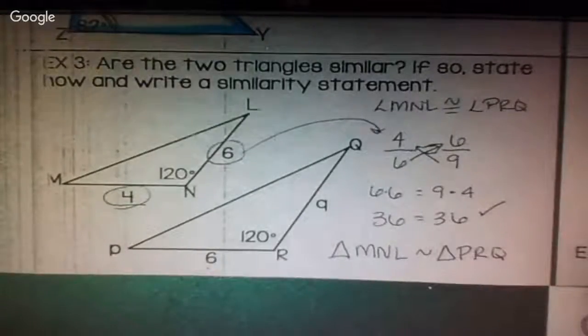4/6 is 2/3 and 6/9 is 2/3. Yes. Elijah just said, could I just have simplified both fractions and made sure they were equal? Absolutely. 4/6 reduces down to 2/3. 6/9 also reduces down to 2/3. 2/3 and 2/3 are equal. You're good.